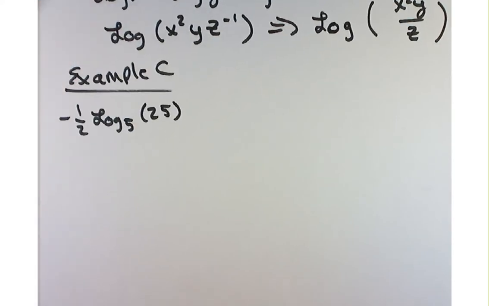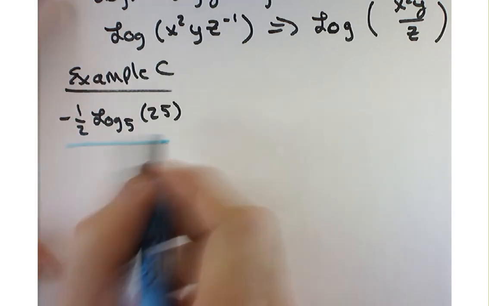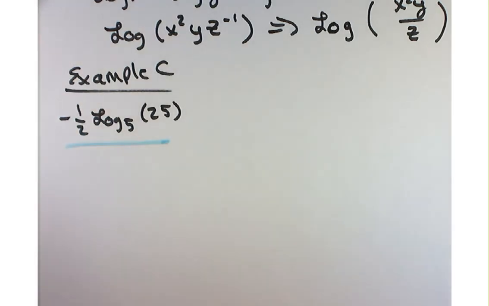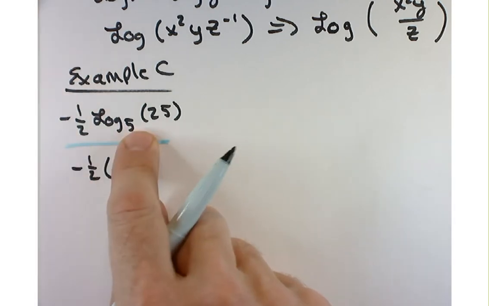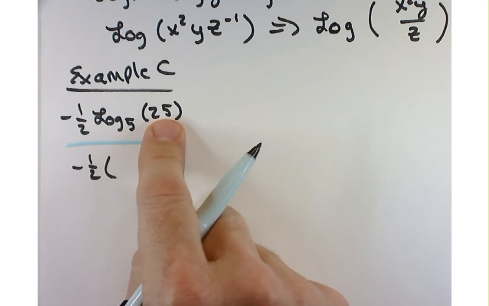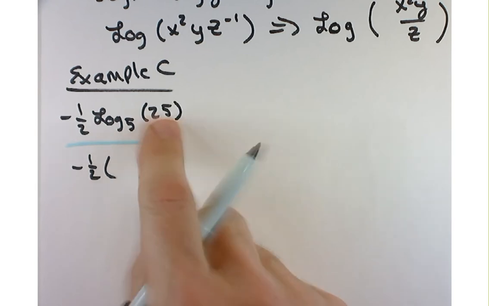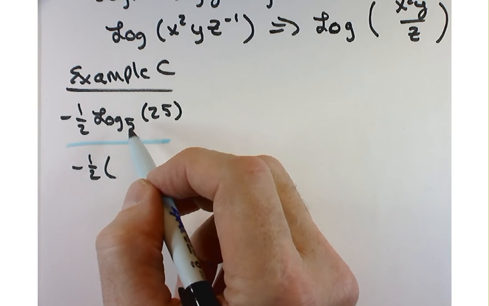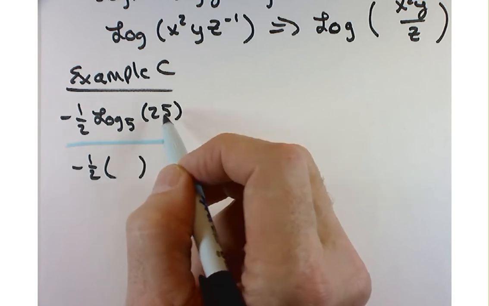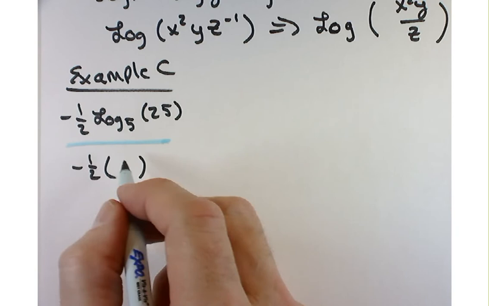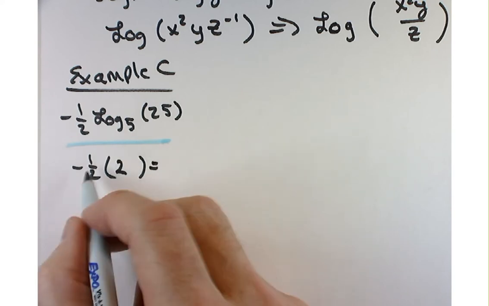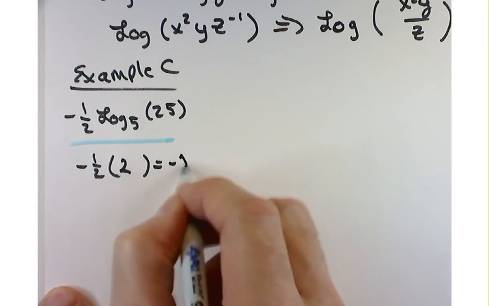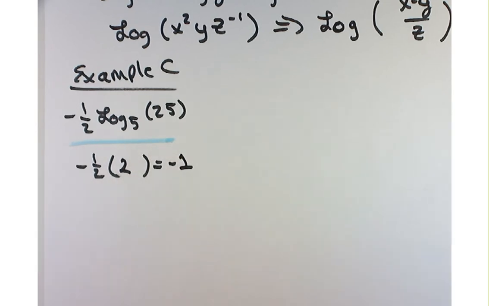Now there's several ways you could do this. And the first way is going to look like this. We should be able to evaluate log base 5 of 25 just in our heads. The question this is asking is, what power of 5 gives me 25? 5 to what power? 5 to the second. Squared, perfect. And negative 1/2 times 2 is negative 1. Done. End of story. Nice.